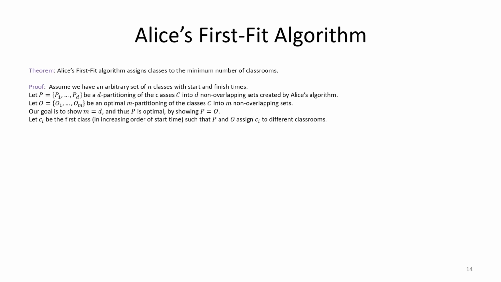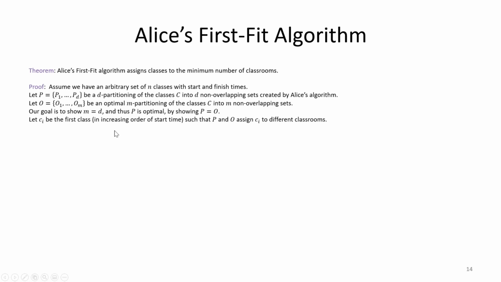So I'm going to start out here. I'm going to say let Ci, that looks like a classroom, right? Okay. It's going to be the first class in increasing order of start time. That's the order that Alice's algorithm is going to handle the classes. This is common in our proofs. We usually want to handle the elements of the input in the same order that our greedy algorithm would do it. That just makes it easy for us to make the argument as we go.